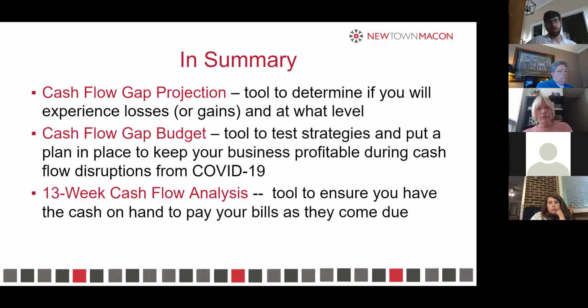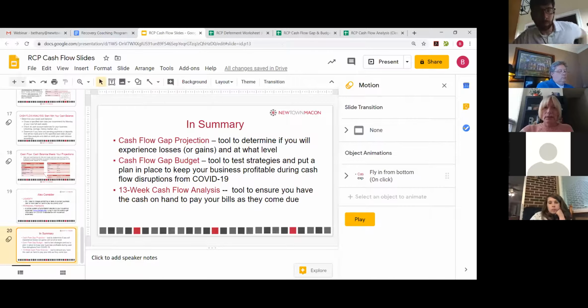So before I show you a couple of scenarios in the cash flow gap budget worksheet, let me check my Zoom. I haven't been paying close attention to my chat and see if we've got any questions here. Okay.